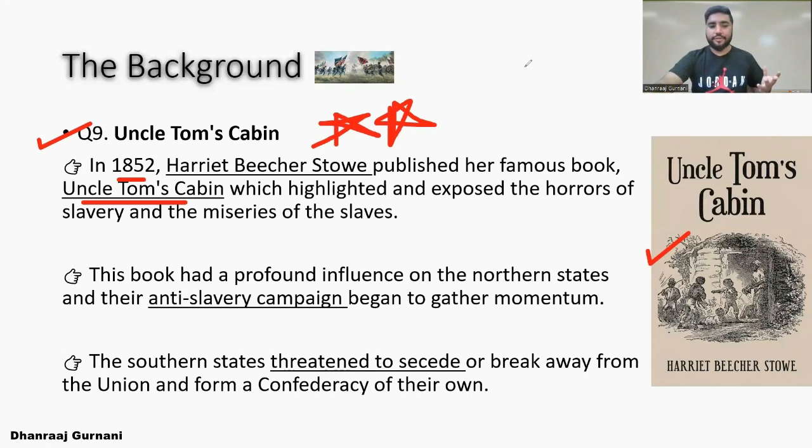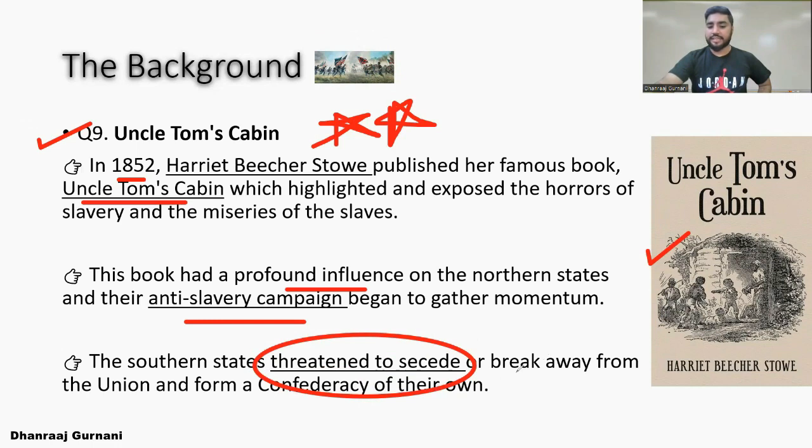Just like in all scenarios, writing makes an influence. The book had a profound influence on the northern states, and their anti-slavery campaign began to gather momentum. The southern states threatened to secede. A very important statement. This is the first time you are learning or hearing about this. The southern states threatened to secede.